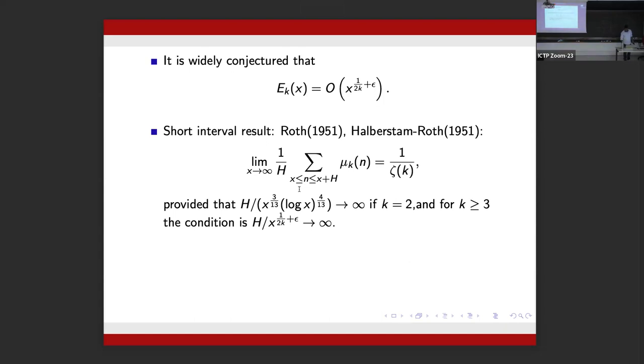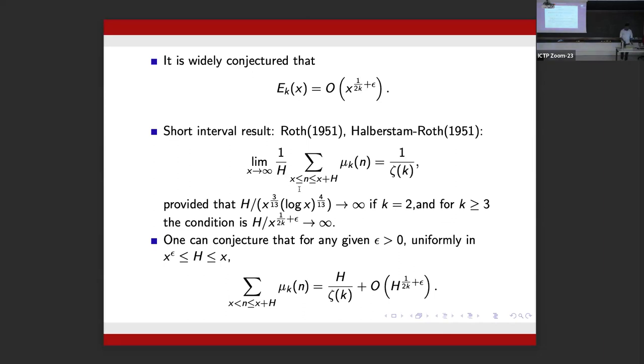But in the direction of short intervals, so far we were talking about the global average, but now in the direction of short-interval averages, there is an asymptotic formula due to Roth and Hilbertstrom Roth. For the k equal to 2 case, if h over x to the power 3 by 13 plus epsilon goes to infinity, in this case we have this asymptotic formula. And similarly for k bigger than or equal to 3, if h over x to the power 1 by 2k plus epsilon goes to infinity, in this case we have an asymptotic formula. So this is a restriction, you can't take very small h. For large h it is well known, but for small h there is a problem.